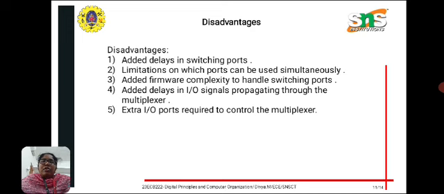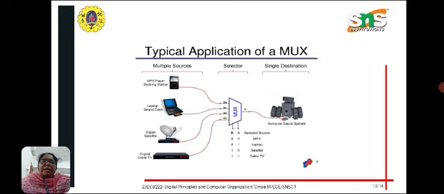The main application of multiplexers is with multiple sources. We are using a single select. We are having selectors, and based on that we are getting output to a single destination. The main applications are data routing and data selection.